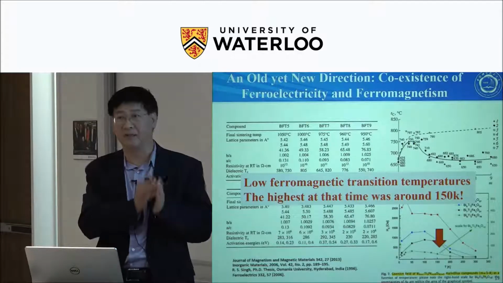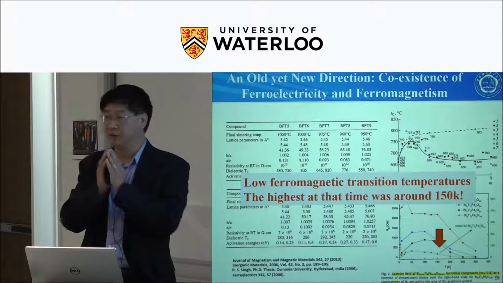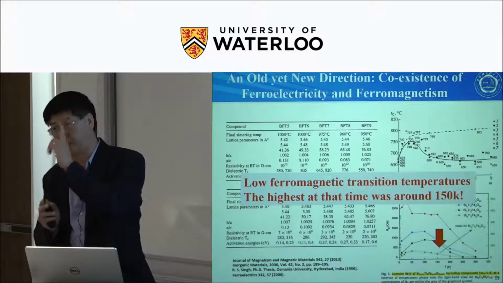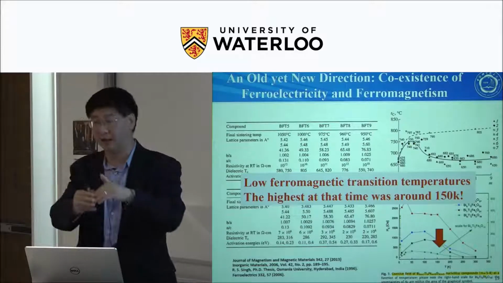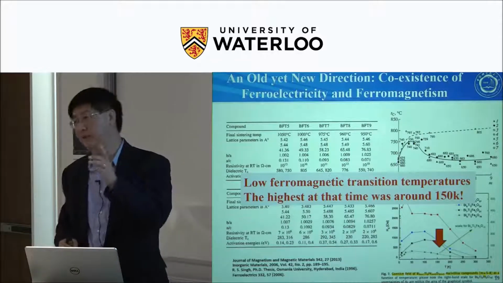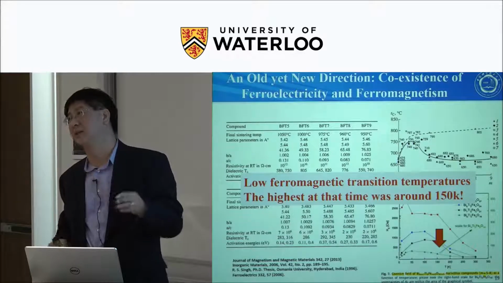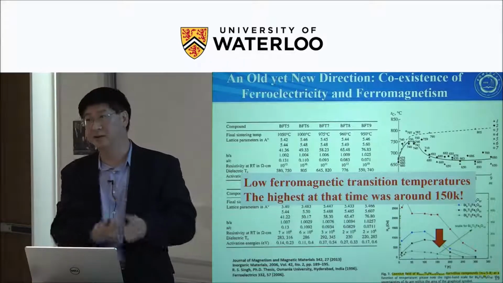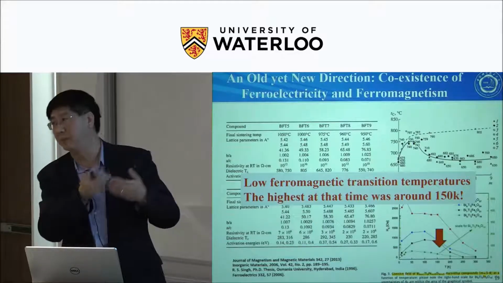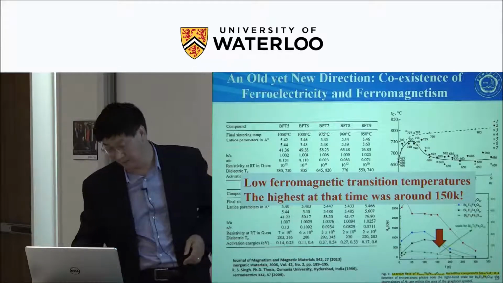First, we make this material system have coexisting Fe and Fm. This is the first one, making them work together, stay together. Then we need to make them couple with each other, work together. Then we are going to make the working temperature above room temperature. This is the direction.